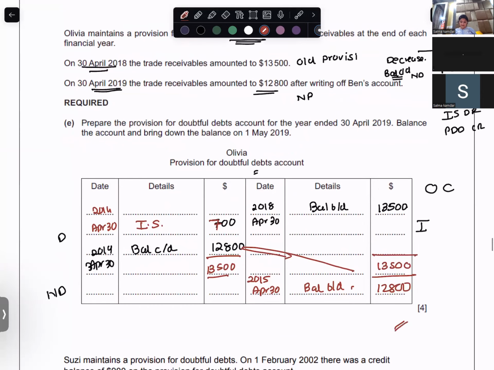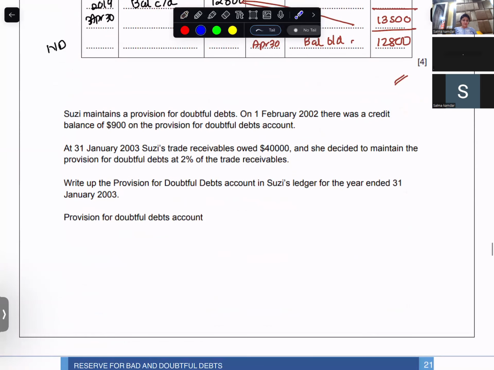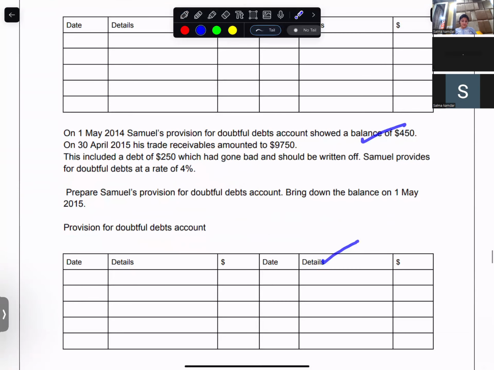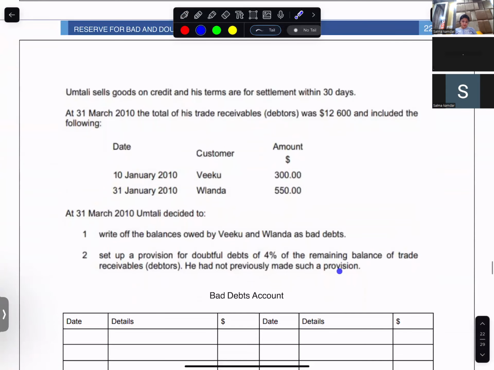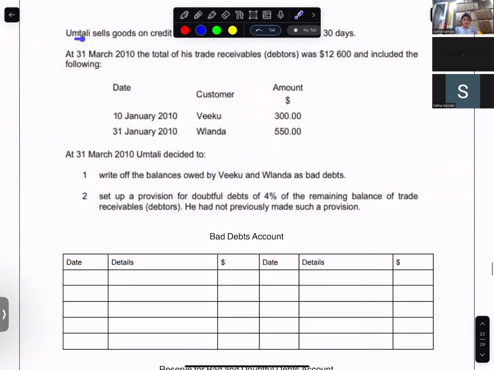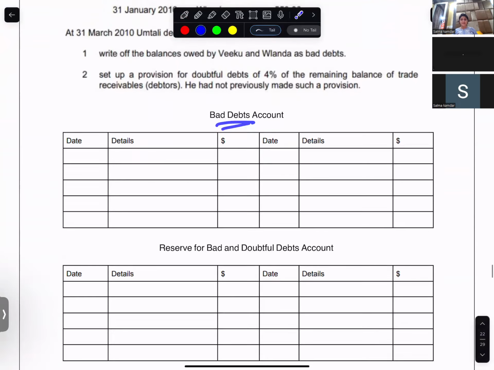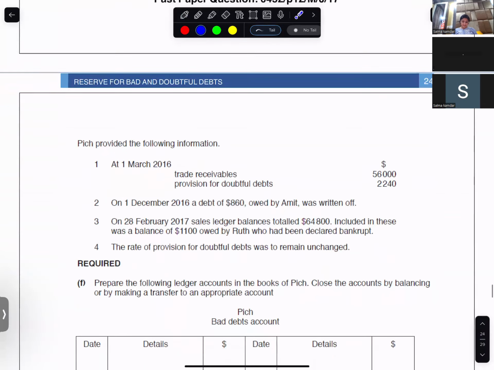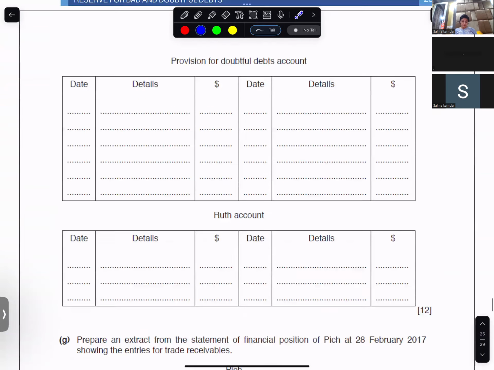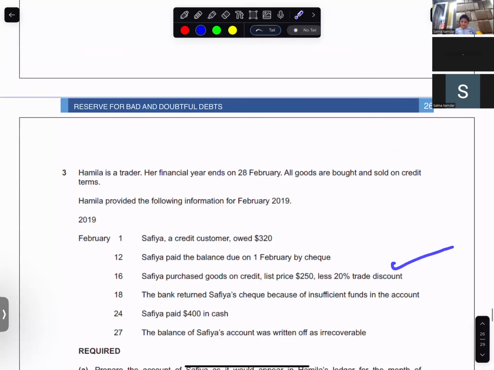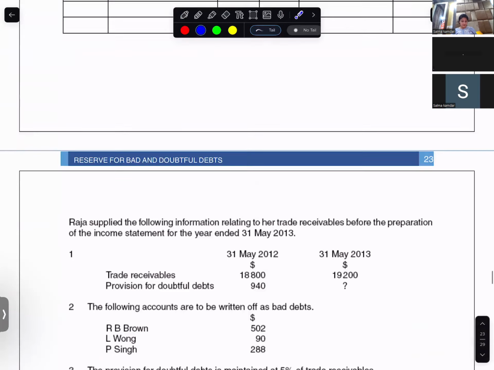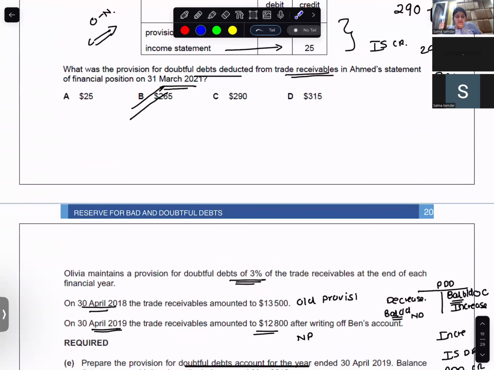Now I have done this sum. For the remaining sums, that is of Susie, Samuel, and Umtali, you just have to make a PDD account. You also have to make a bad debts account. Try to do it with the help of a journal entry. There is also Hamelia. So you will try to complete this entire PPT, and whatever sums you're unable to do, I will do those sums with you. Okay, miss, no problem. Okay, so I'm stopping the video.